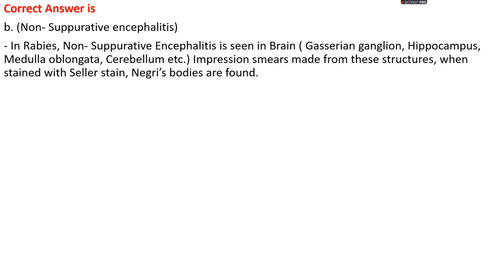And if we take an impression smear from this structure, and when this smear is stained with a cellular stain, then we can identify the Negri bodies.